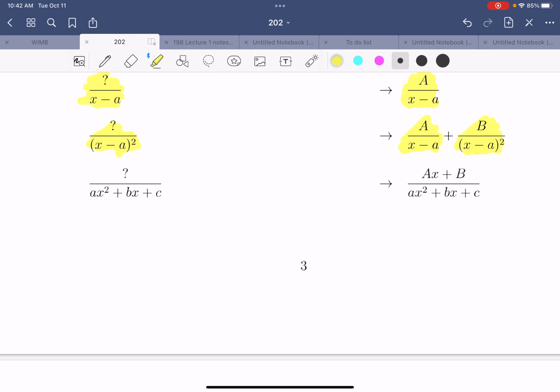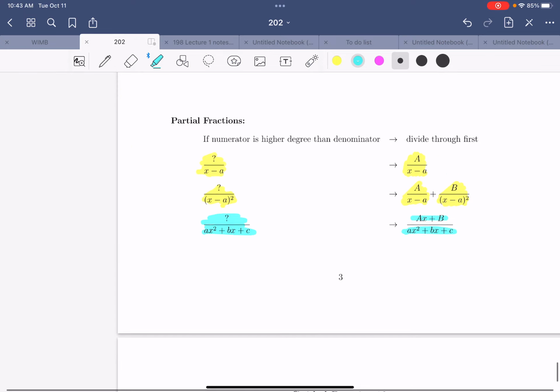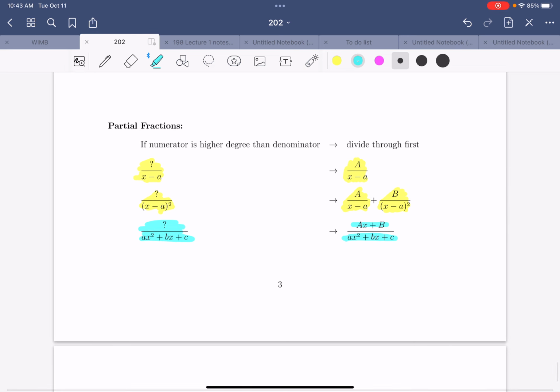Okay. And then for anything that's a higher power, you want a generic thing above it that's 1 degree less. So if I have a quadratic on the bottom, then I want a generic linear term up top. So an ax plus b on the top. Okay. If I had something that was cubed, I want an ax squared plus bx plus c, right? A generic polynomial that is 1 degree less. Okay. And that's what we do. And we'll see some of those, I think, in the guided practice problems.